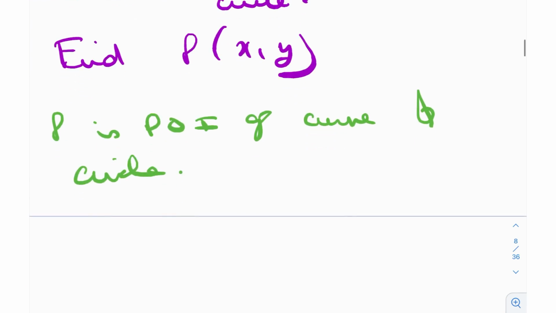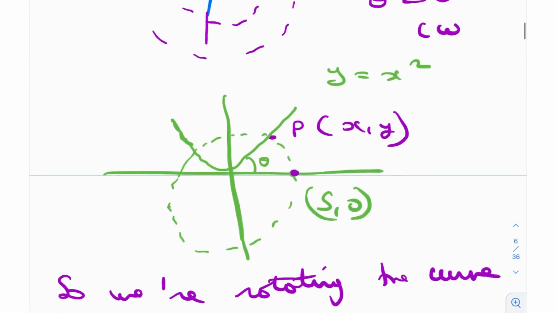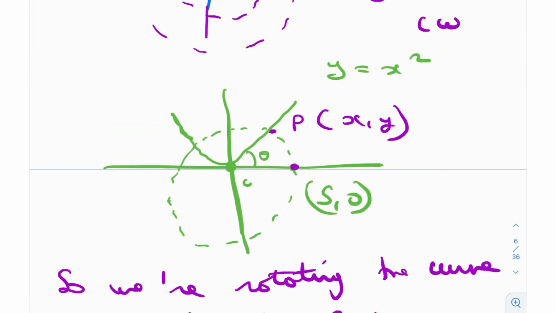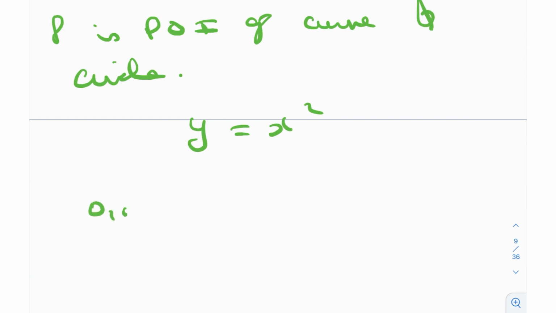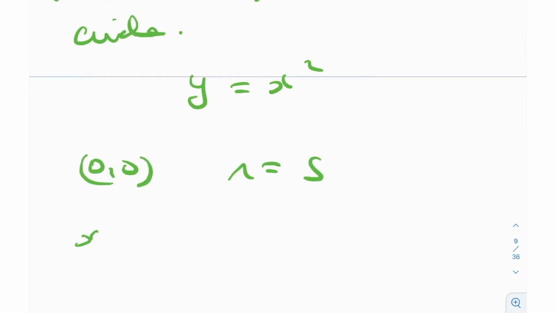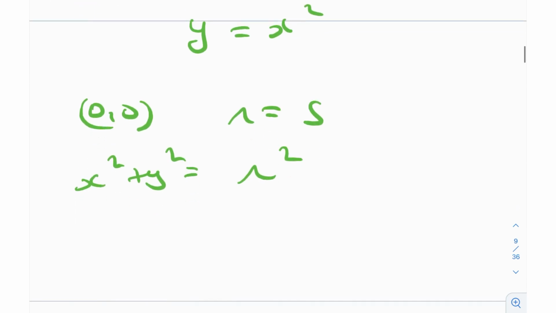Now, what is the equation of the curve? y is equal to x squared, which is given in the question. What's the equation of the circle? The circle is centered at 0, 0, the origin, and it has a radius of 5 units, because it needs to pass through (5, 0). What's the equation of such a circle? Well, we know that the equation of a circle is x squared plus y squared equals r squared. Again, keep in mind that this is only for a circle centered at 0, 0.